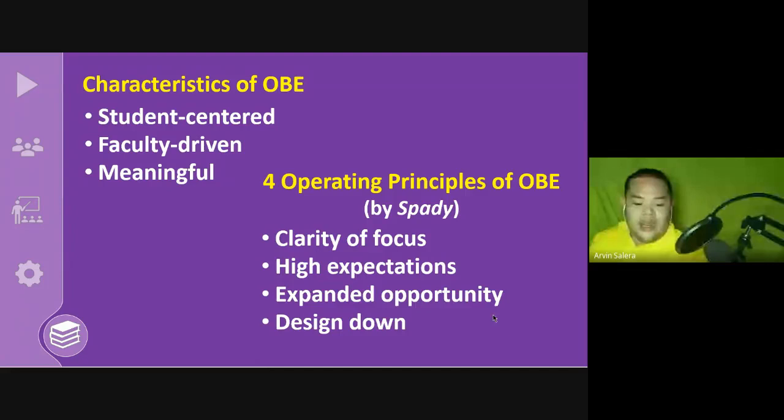Okay, next is meaningful. Okay, last is meaningful. OBE teachers are reflective of their entire teaching process because they make use of any data or information they could collect about their students in designing succeeding teaching, learning, and or assessment activities.